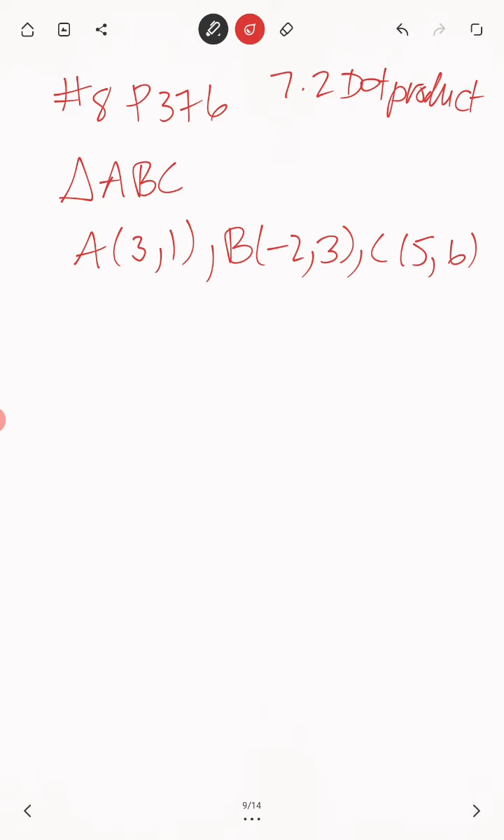So how do we determine if this is a right angled triangle? Well, if this triangle has a right angle in it, then that would mean that two of its sides were perpendicular. If two of the sides are perpendicular, then the vectors describing those two sides would have a dot product equal to 0.